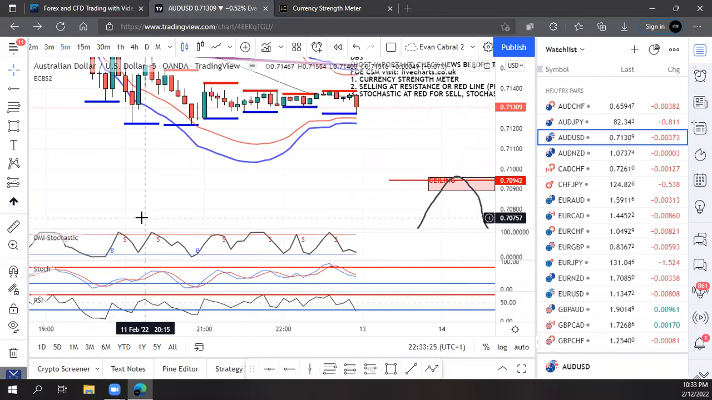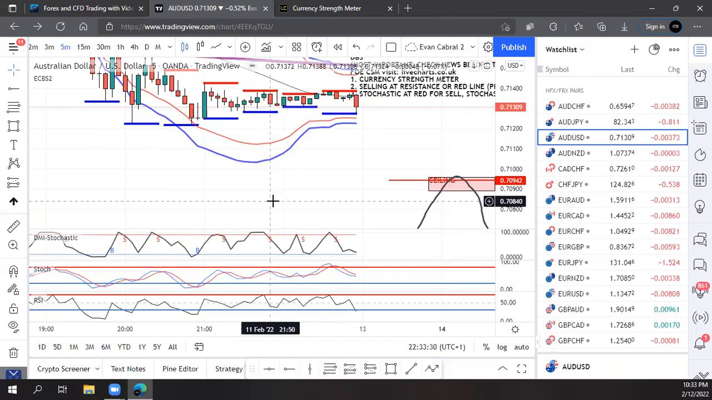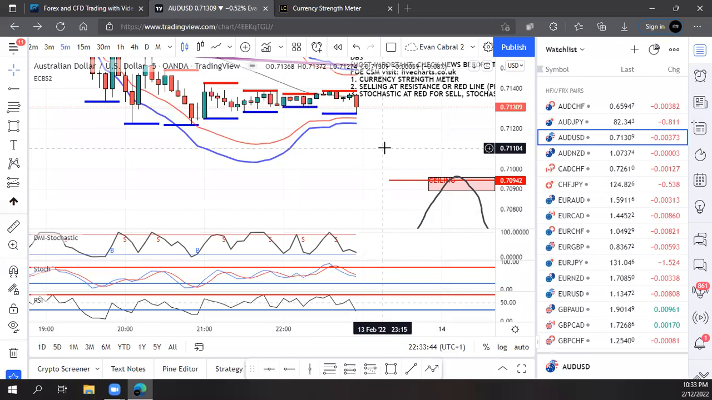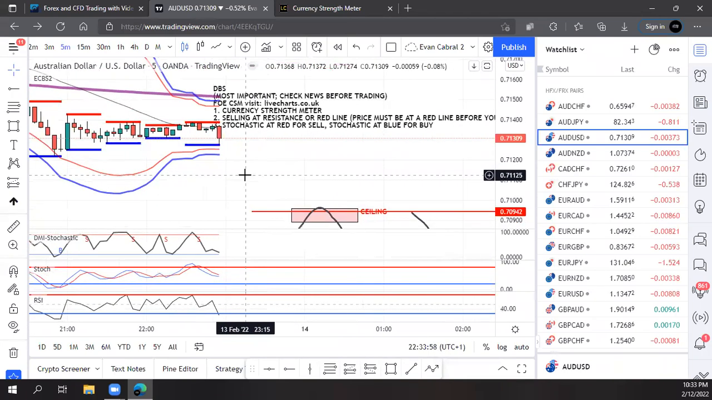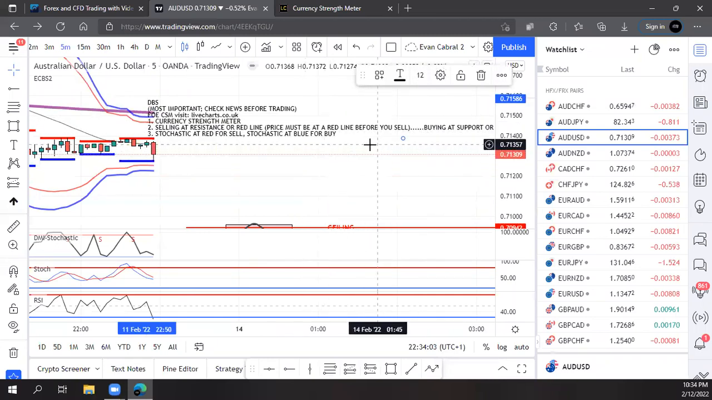So guys, are you following? Do you actually understand what I'm saying? If you're following, just drop a yes in the chat. So we are working with two colors. Once we have blue, we should be buying. Once we have red, we are looking for sales. So this is what we're doing.